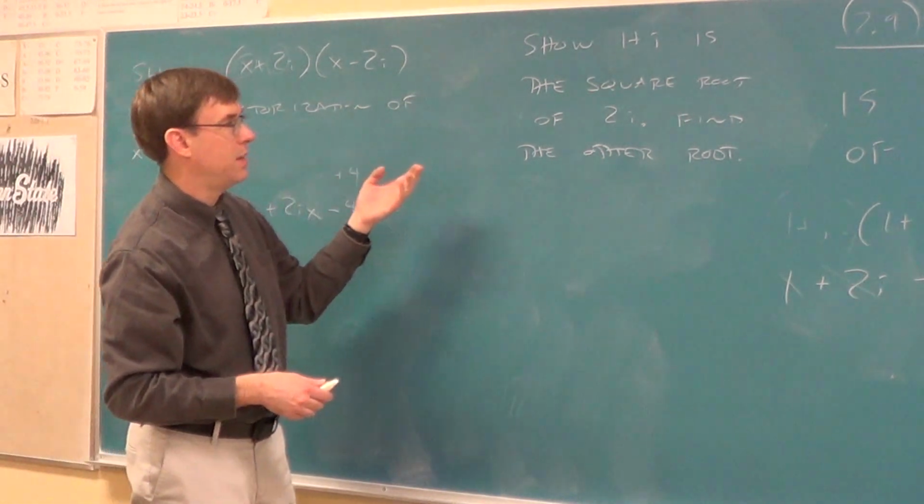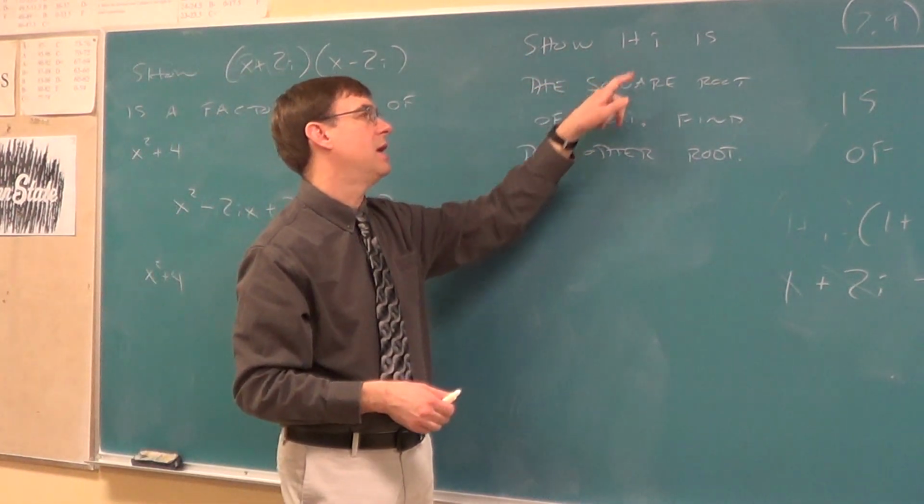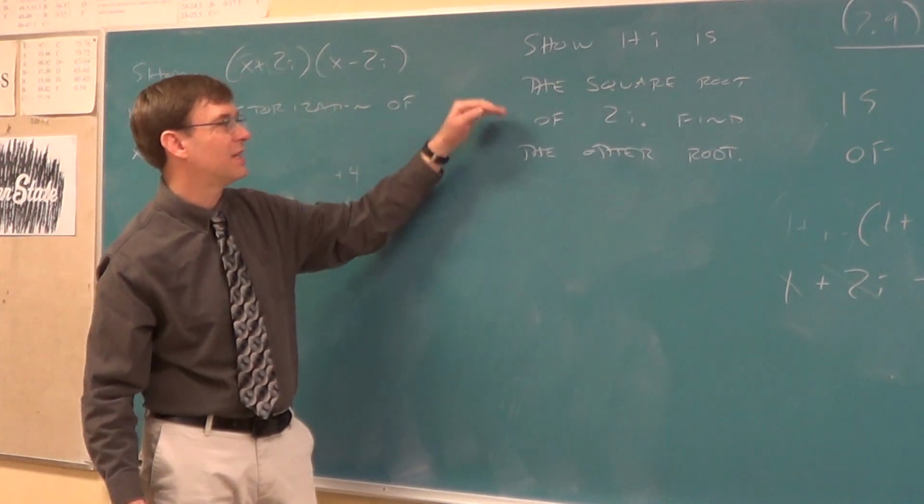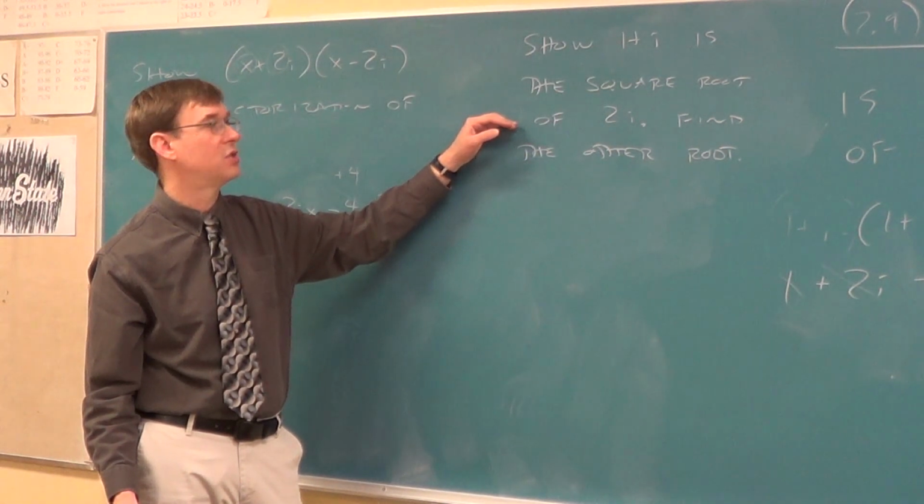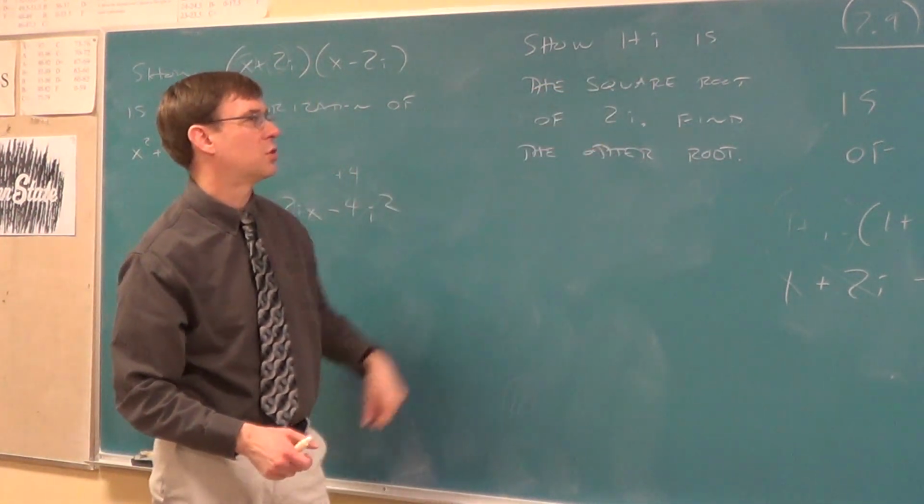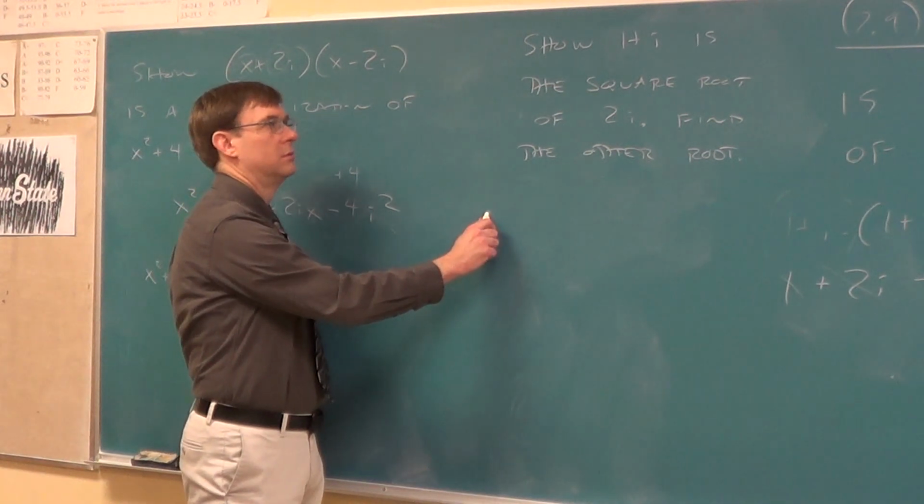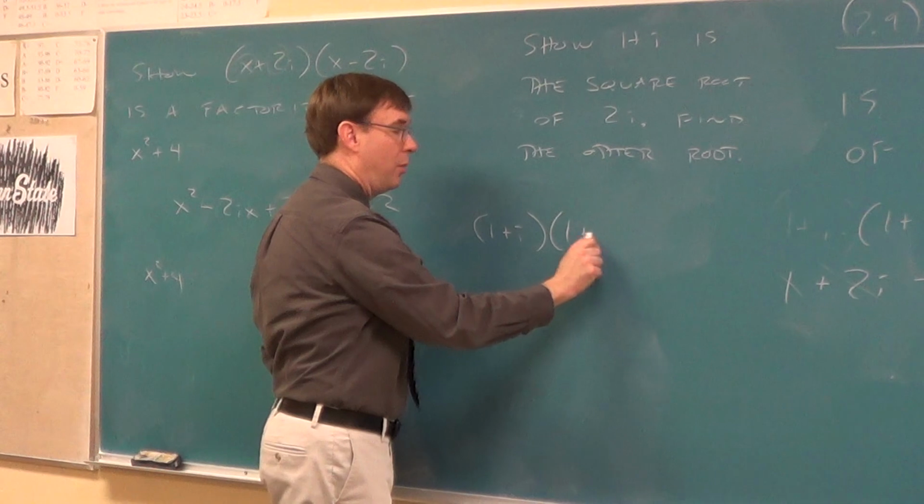Okay, last thing is going to be a similar style. They're going to say show that this is the square root of that. Since again they say show, it's not yes or no, it's yes. It's just a matter of showing it. How could you show that something is the square root of something else? Just put 1 plus i multiplied by 1 plus i.